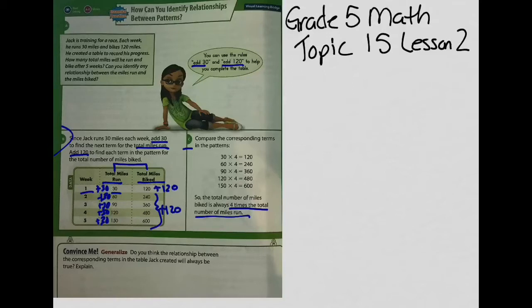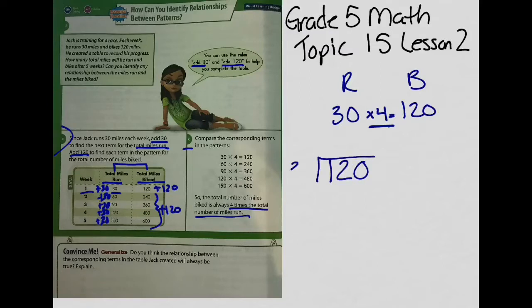So we need to look at the relationship between the miles run and the miles biked. So when we have 30 miles run, there's 120 miles biked. What they're asking you to do is find the relationship between these two numbers. So they're saying if you take 30 and you multiply by 4, you get 120. Well, what if you didn't know that or you didn't see that right off the bat? You can take the total number of miles biked, 120, and divide that by 30 to see the relationship.